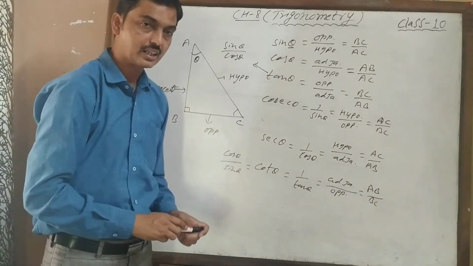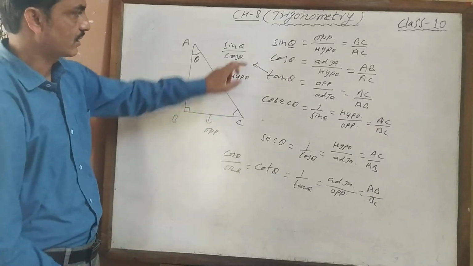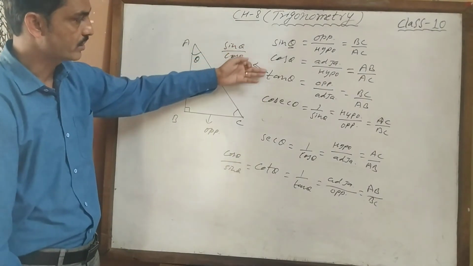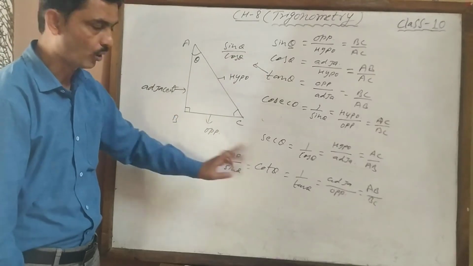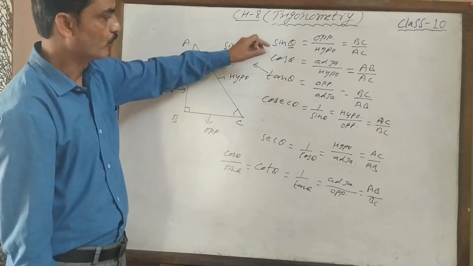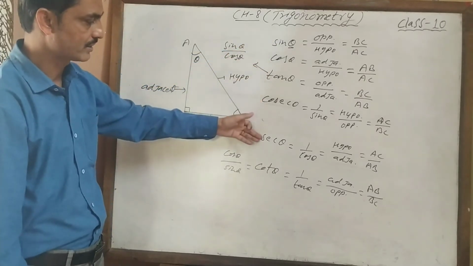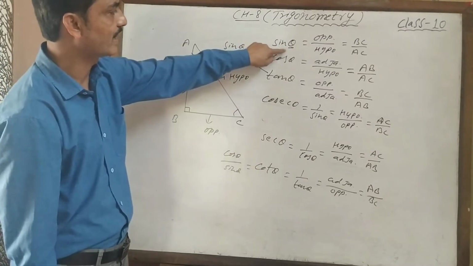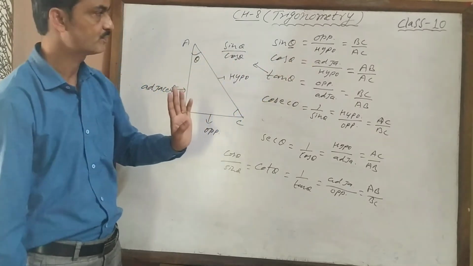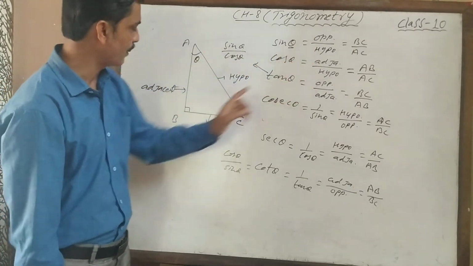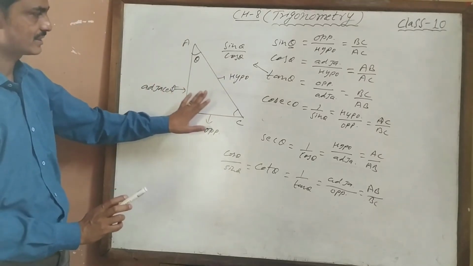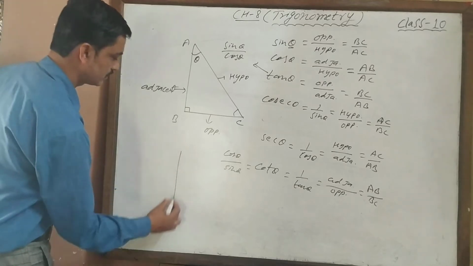So students, here we discussed the six ratios: sin, cos, tan, cosec, sec, cot. If you remember only sin theta and cos theta, you can calculate tan theta, cosec theta, sec theta and cot theta. How? Because sin theta is opposite upon hypotenuse. Cos theta is adjacent upon hypotenuse. This is a very simple calculation. Understand?